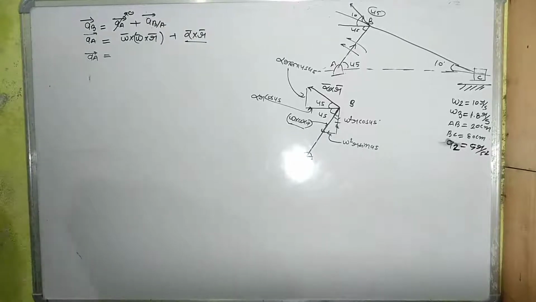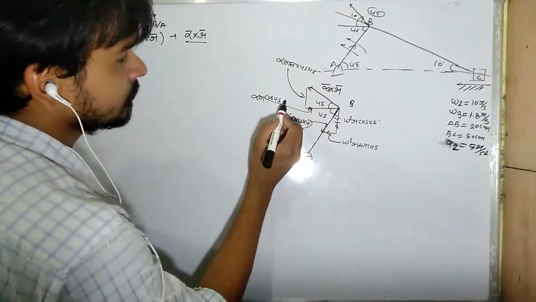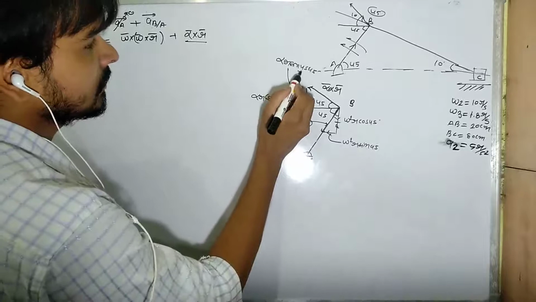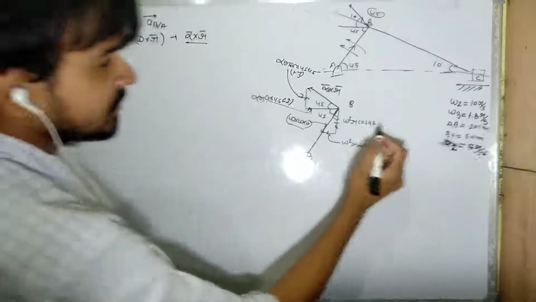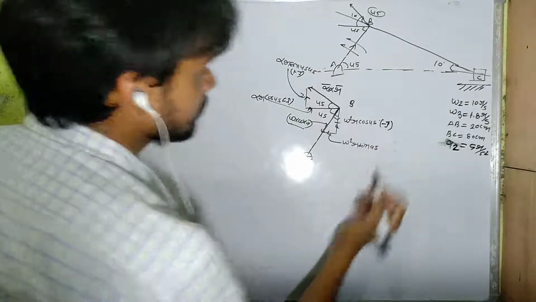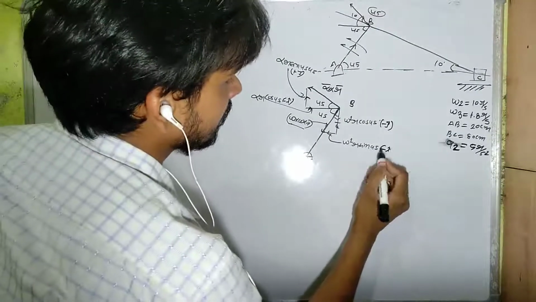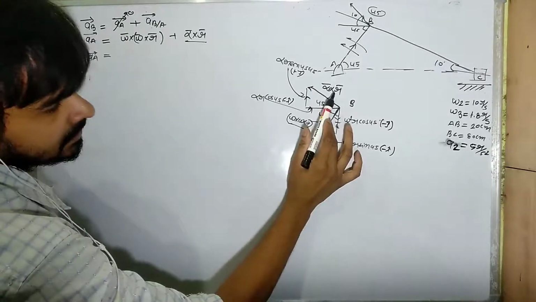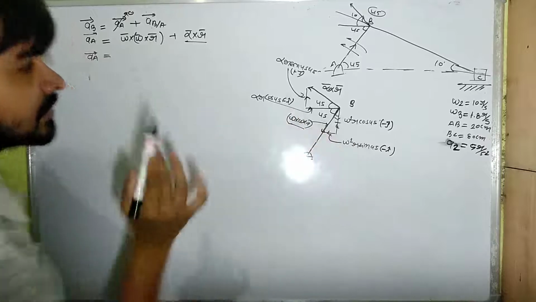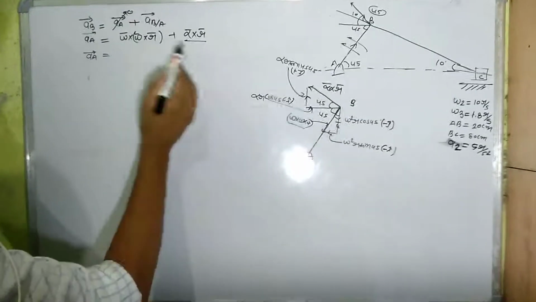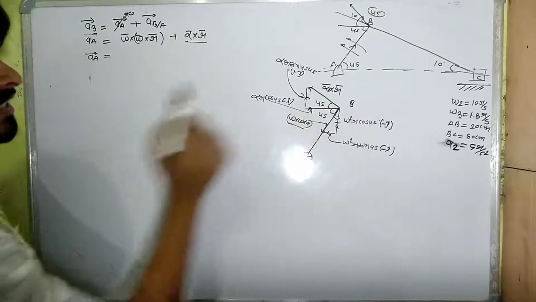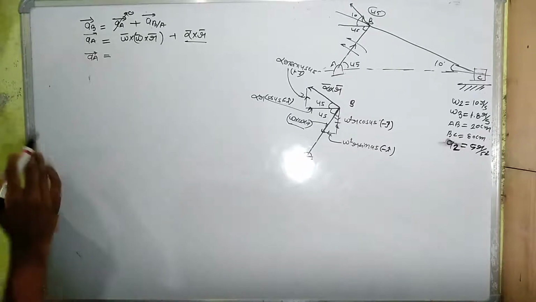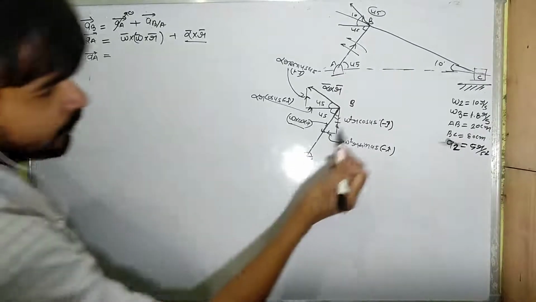Now this is in the minus i cap direction, this is in the plus j cap direction, this is in the minus j cap direction, and this is in the minus i cap direction. Put all these things here. So you know that vector A is equal to vector B plus vector C, so vector C is equal to vector A plus vector B. Vector C is here. So how can you write? First look at omega cross r. So look here.